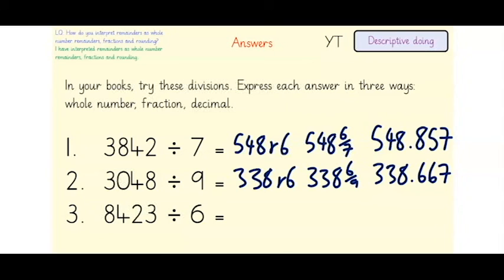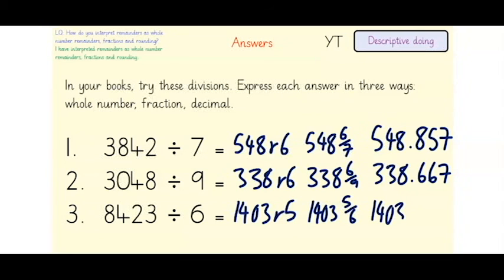8,423 divided by 6 is 1,403, remainder 5. Giving our answer as a fraction would be 1,403 and 5/6. Converting that to a decimal using our grid would be 1,403.833.